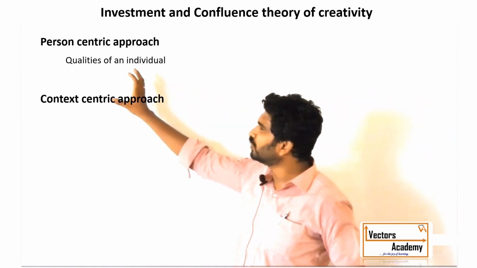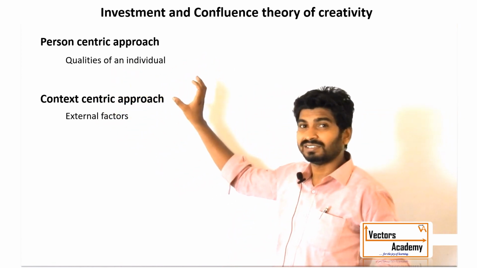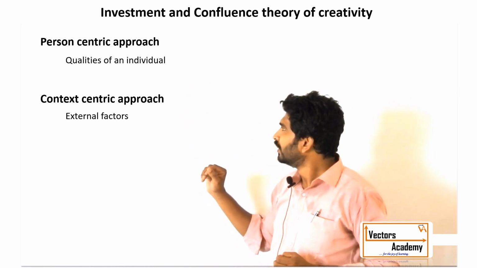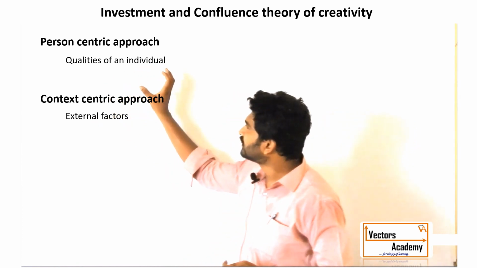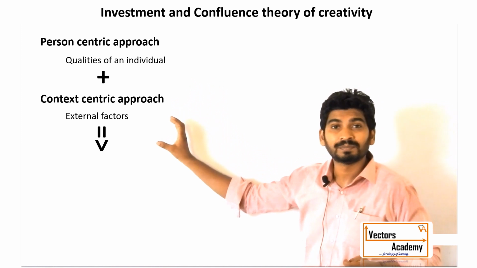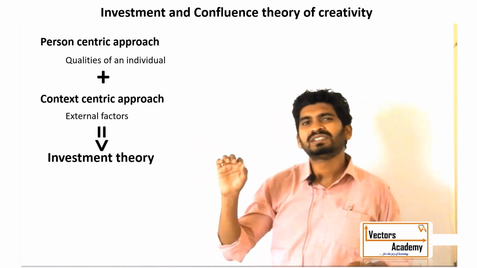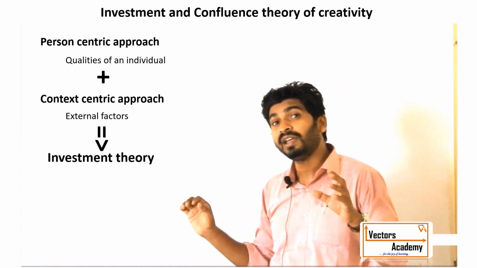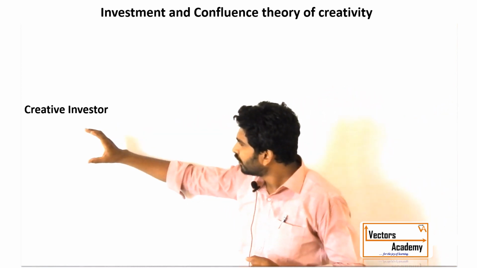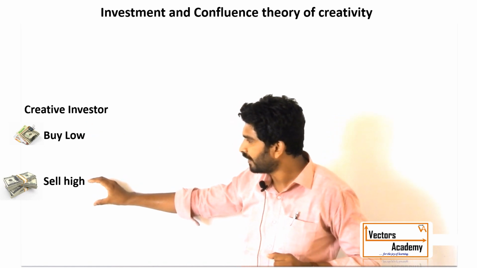The person-centric approach is the qualities of an individual, whereas the context-centric approach is something which is related to the environment of the individual where he works in. So what Sternberg did, he studied both the theories, both concepts, and came up with his own investment theory. Now the name investment has been given because he studied a simple example of a creative investor. Now, if you look at a creative investor, what he does is he buys low and sells high.